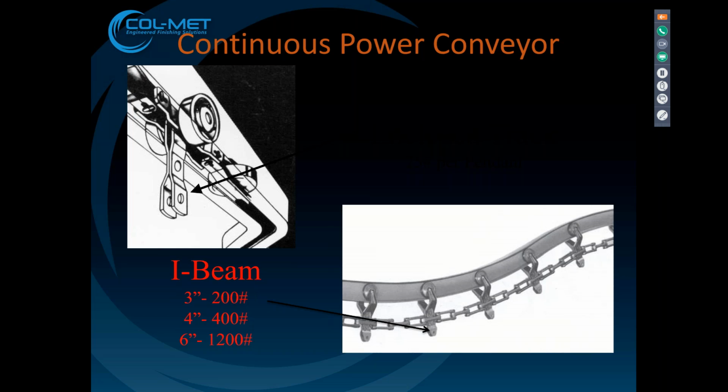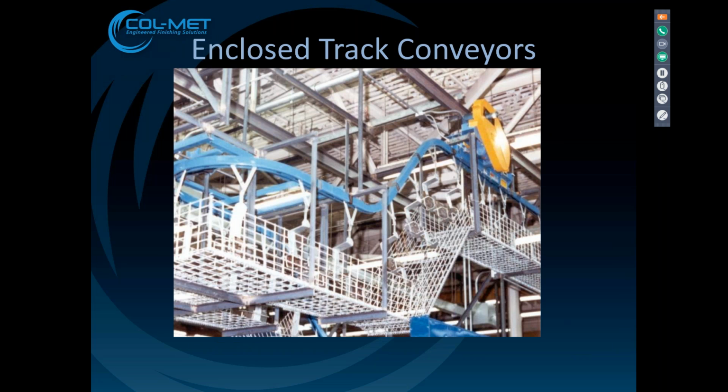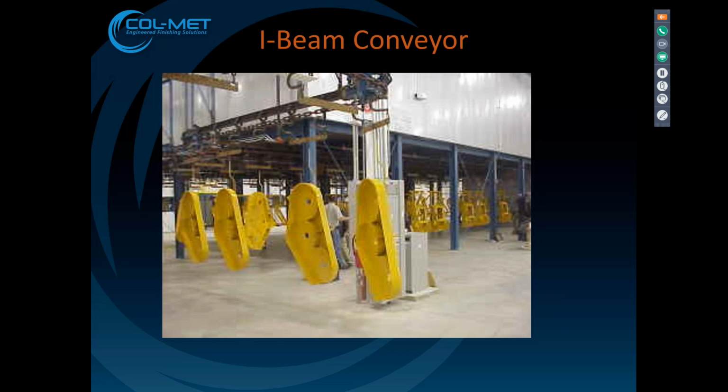Again, this is an I-beam. We also have enclosed track conveyors, which is shown here. Enclosed track is typically for lighter weight products. They don't have the weight capacity of the I-beam, but they're very good in their niche. They're very good products to utilize. This is just a picture of an I-beam conveyor that has large, heavy products that it's processing.